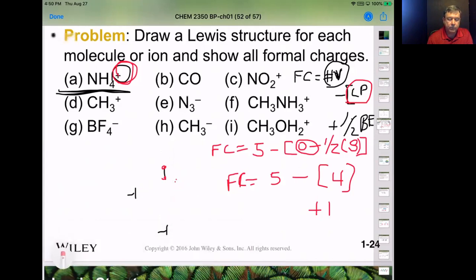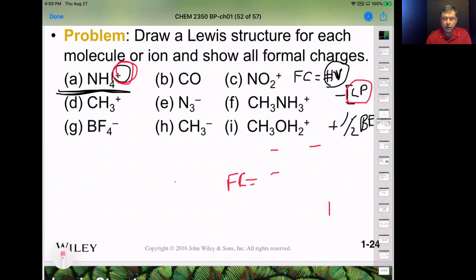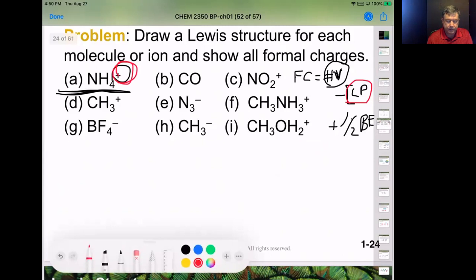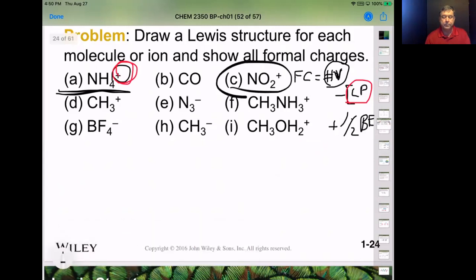I always want to do 3 of these examples so you get to really figure out where the electrons are and everything like that. So, okay, let's do another one. Let's do this one right here. Okay, so we have NO2 plus.